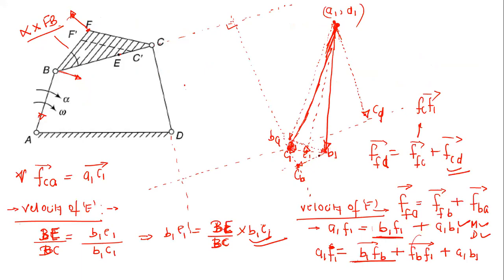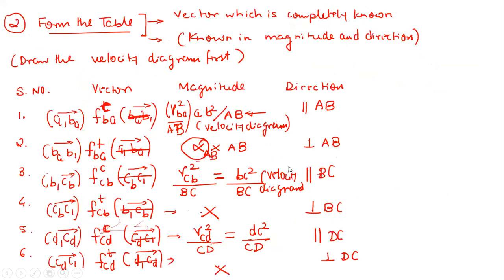B1C1 is formed from two vectors: one is CB B1 and another one is CB C1. Which is the tangential component? This is very easy to guess here, since we already drew the table. So this CB C1 vector is our tangential component.